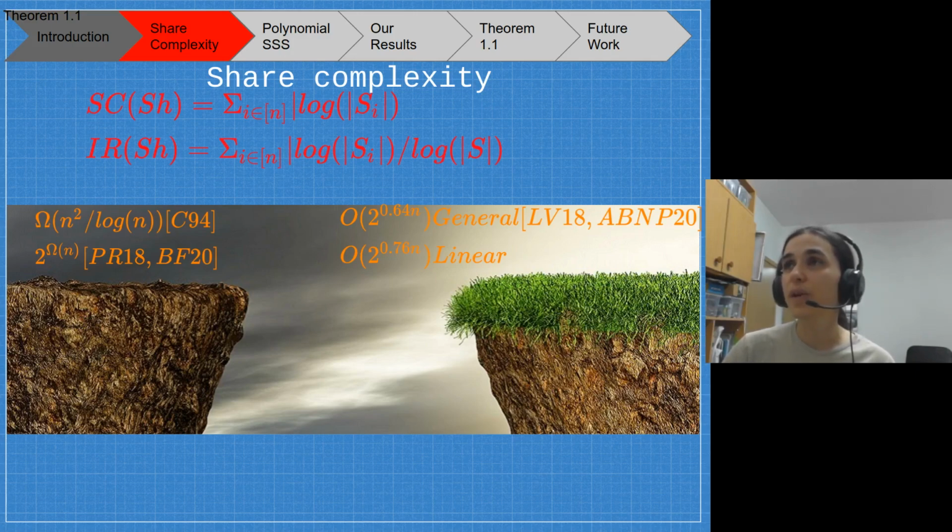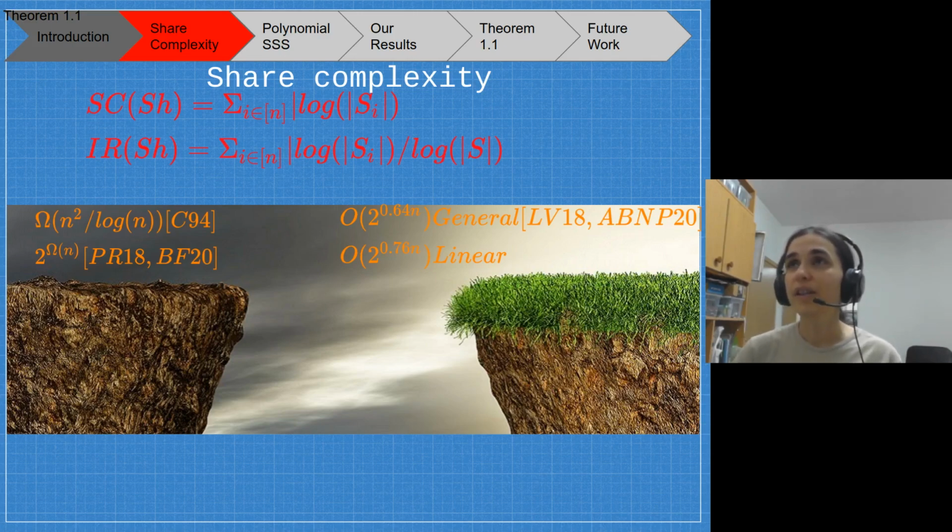And in a recent breakthrough of Liu et al., it has been shown that this is actually not necessary. So we can even beat even non-monotone circuit size, which was surprising. And that result, going below 2 to the n, minus some small factors in the exponent, attracted renewed interest in this area. And recently, Applebaum et al. are the record holders for share complexity of general secret sharing schemes with 2 to the 0.64 n. And for linear schemes, the best known result is also theirs, slightly worse. It's 2 to the 0.76 n.